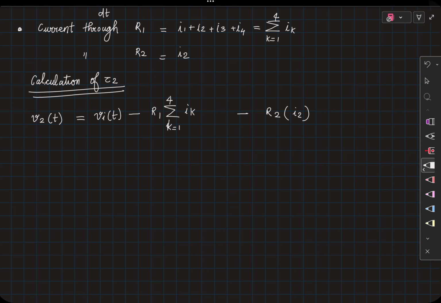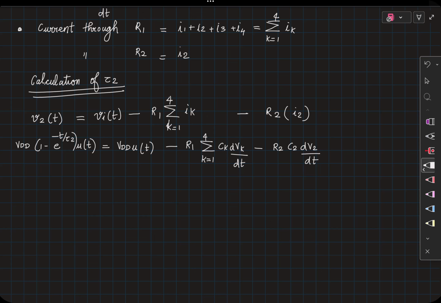The V2 of t, I'm going to replace it as VDD into 1 minus e power minus t by tau 2 into u of t, because I'm approximating V2 of t with a first order behavior. Vi of t, we know what the result is. We know what is being applied. So in our particular case, it is VDD into u of t minus R1 into, I can write Ik as Ck into dVk by dt, minus R2 into C2 dV2 by dt.